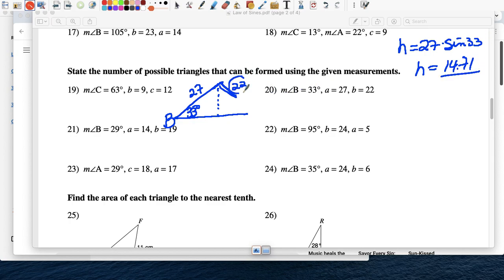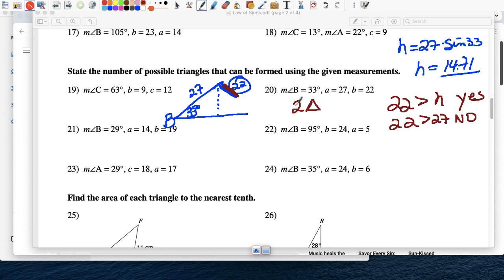So let's look at this, because that's the one we have to use to compare. Is 22 greater than the height? Yes. Is 22 greater than 27, this other side, the adjacent side? No. So when it's yes and no, when it's greater than the height but less than the adjacent side given to us, then this is two triangles. We can make two triangles.